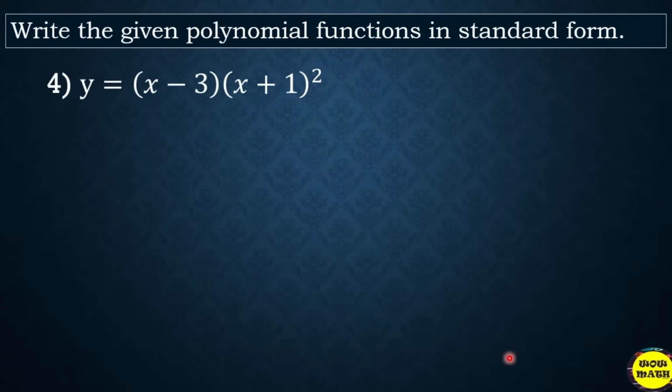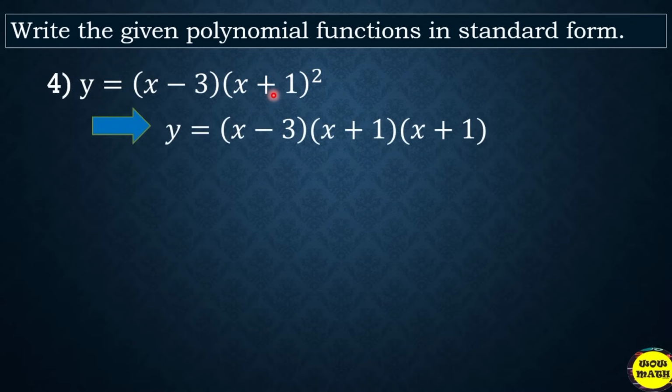Let's have this one. Y is equal to the product of x minus 3 and x plus 1 squared, or the square of x plus 1. Okay. So, kapag ganito ang given natin, how are you going to arrange this in standard form? So, unang-una, hindi mo siya pwedeng gawin na x plus 1 squared and then followed by x minus 3 kasi ito squared, ito 1 lang. No, hindi po ganon. So, you have to expand this first, itong square of x plus 1.